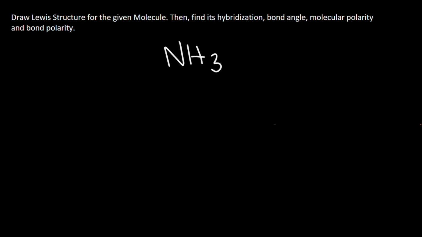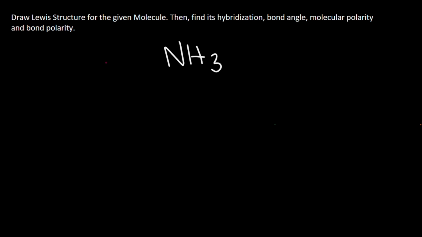Okay, so today we are going to talk about Lewis structures, hybridization, bond angles, and molecular and bond polarity of molecules. So right here we have a molecule called NH3, so we first have to draw the Lewis structure in order to find its hybridization, bond angle, molecular polarity, and bond polarity.